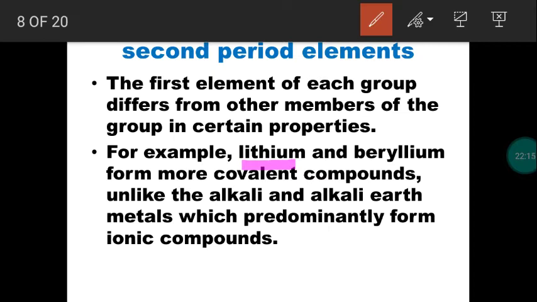As we discussed already, first group elements are highly electropositive in nature. They have less ionization energy. So they are electropositive in nature. They have the tendency of losing the electron easily. So they form ionic compounds. If sodium is there, sodium loses one electron easily to attain the configuration of neon.